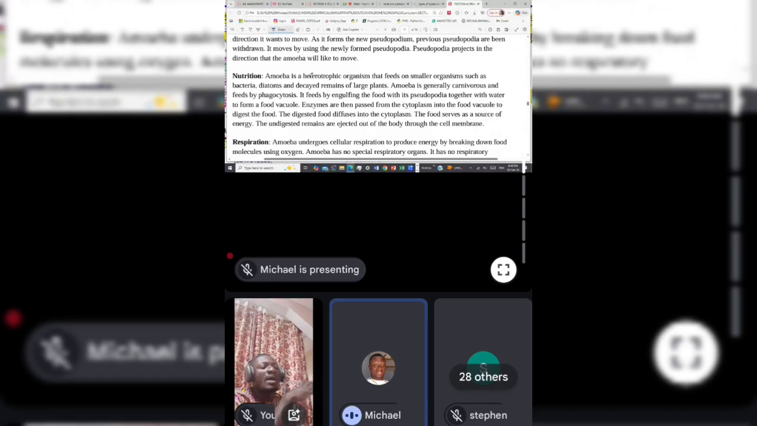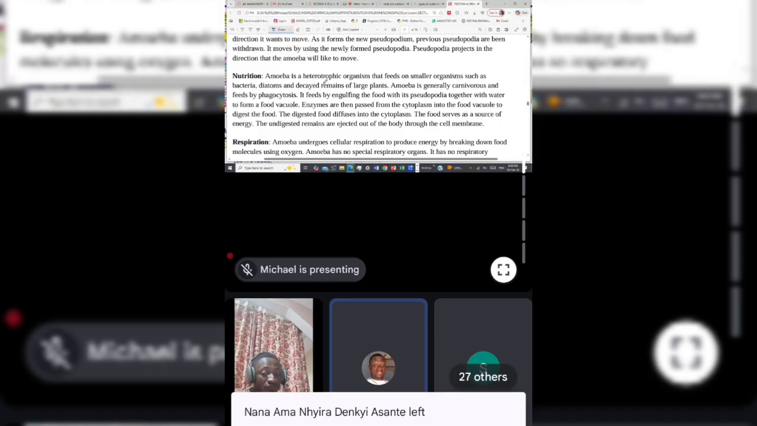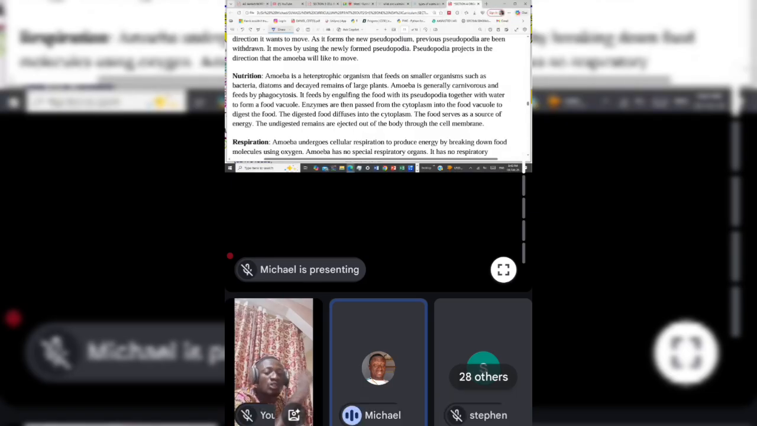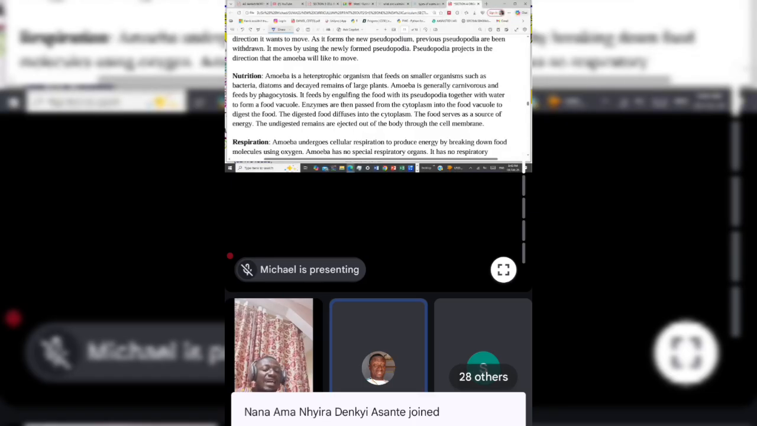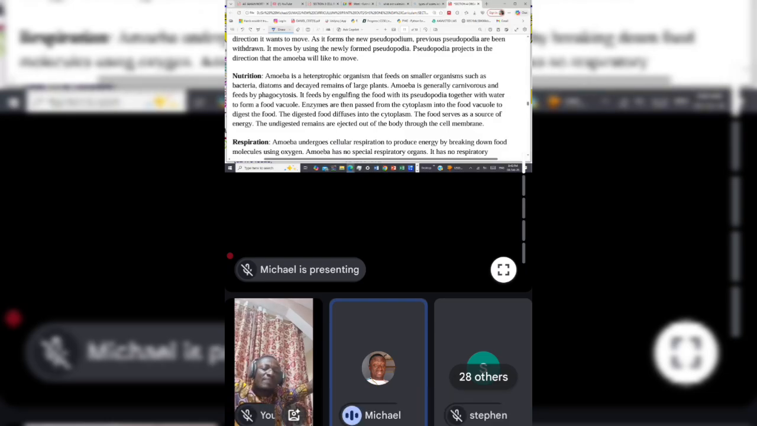So hetero means different. Trophic means feeding. We will learn what we call ecosystem very briefly in ecology, where we talk about trophic level or trophic feeding level. So hetero means different, trophic means feeding. So amoeba cannot make its own food. It depends on food from different sources. Therefore, it is heterotrophic. And it feeds on other smaller organisms.